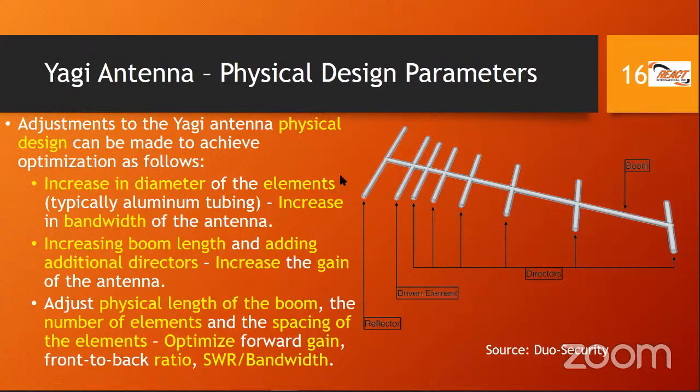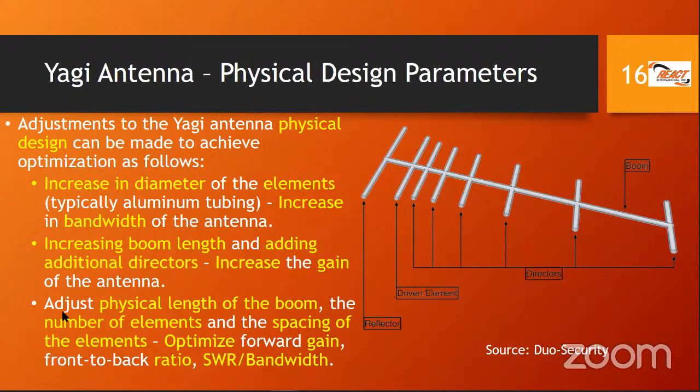Also, if we increase the boom length, this length here, and we add additional parasitic elements, so more directors, we increase the gain of the antenna. So you want more gain? Add more directors. So you might have a 3-element beam, 4-element beam, 5-element beam, 27-element beam. Yes, hams do that sort of thing. And you will get more gain. So you increase the boom length, add more directors, and you get more gain.